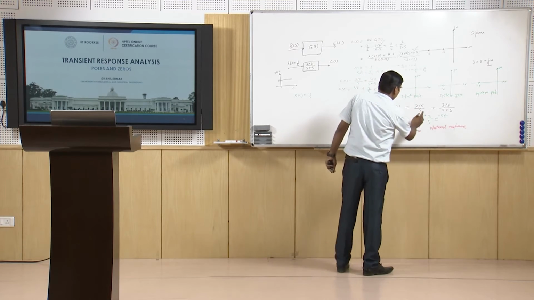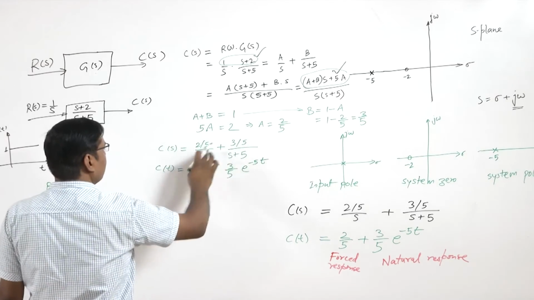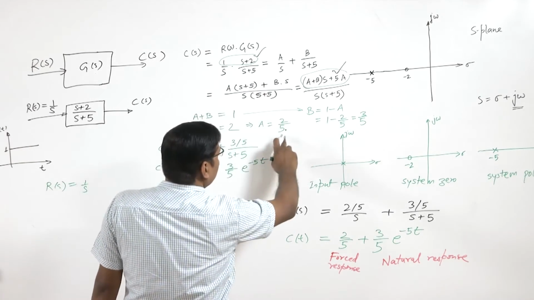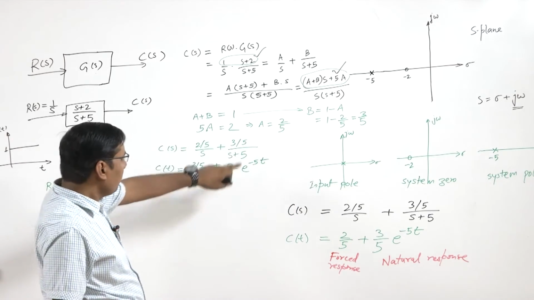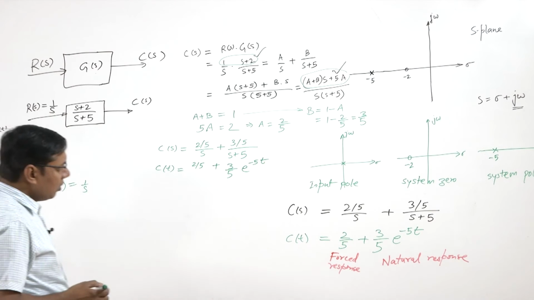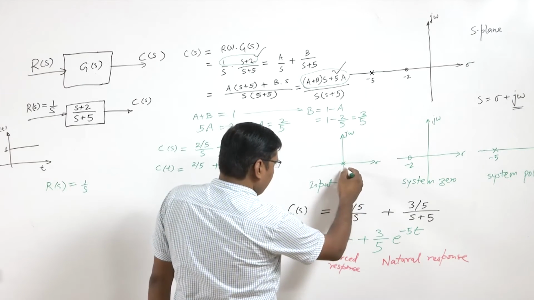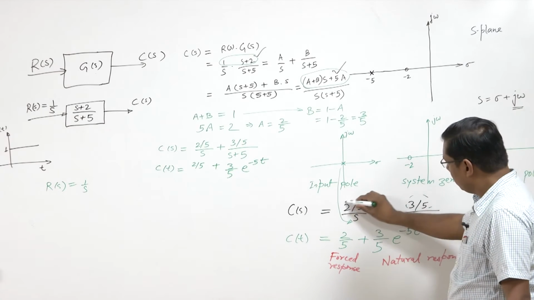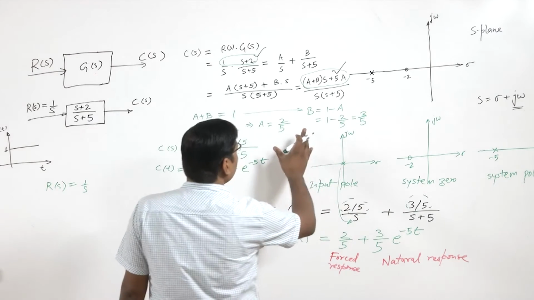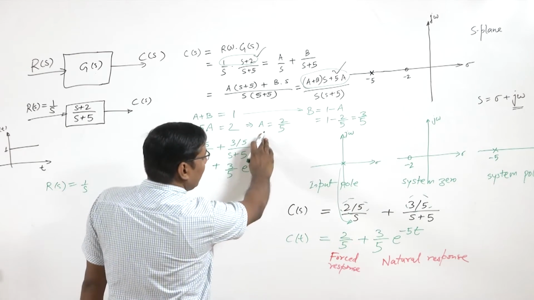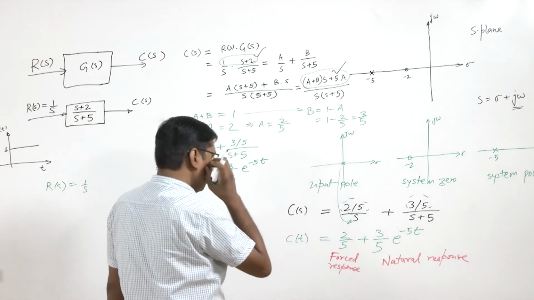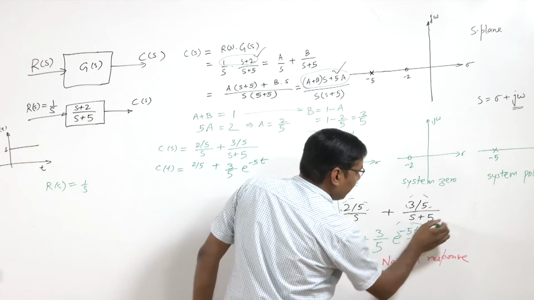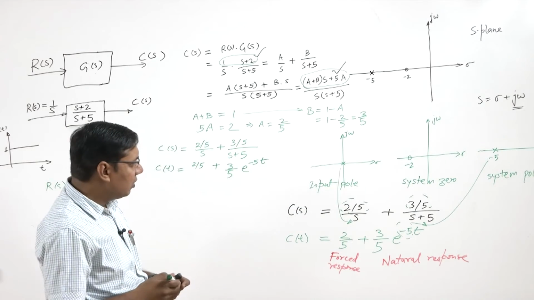We see that this value 2 by 5 is coming from a calculation, because this pole is coming here, 1 by S. So these values depend on the values of the zero and pole, and this value depends on the input pole. And this term minus 5 is coming from here, it depends on the system pole.